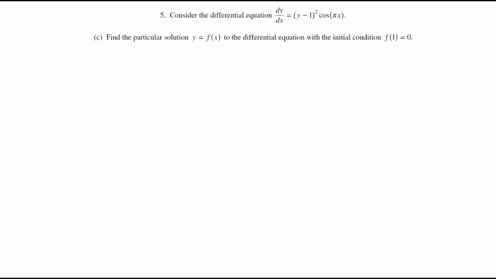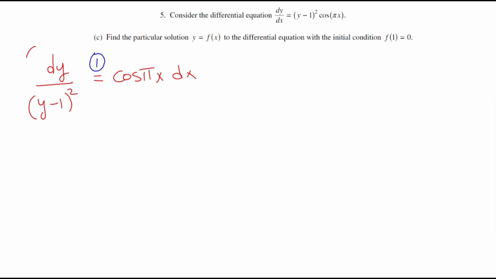Now part C, we're going to find the particular solution to this differential equation with the initial condition that f of 1 is 0. So since we only got 3 points from parts A and B, this is 6 points for part C. And again, it's a separable differential equation, so we're going to start by separating the variables. dy over (y minus 1) squared, so we're dividing by (y minus 1) squared, is equal to cosine pi x times dx. We're bringing the dx to the right-hand side. And you got 1 point just for correctly separating the variables.